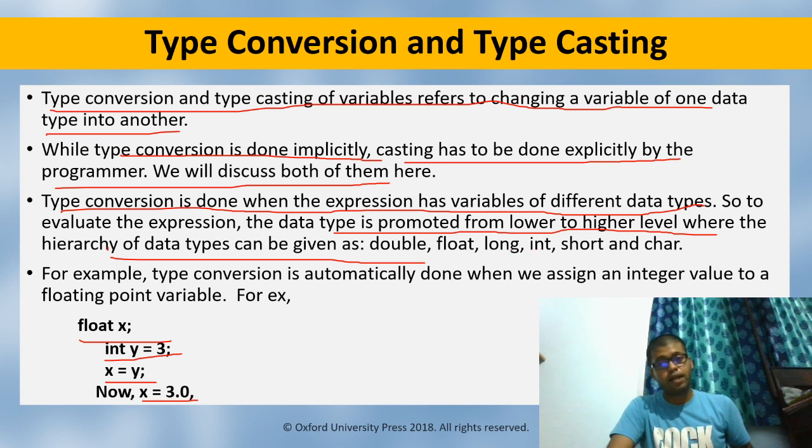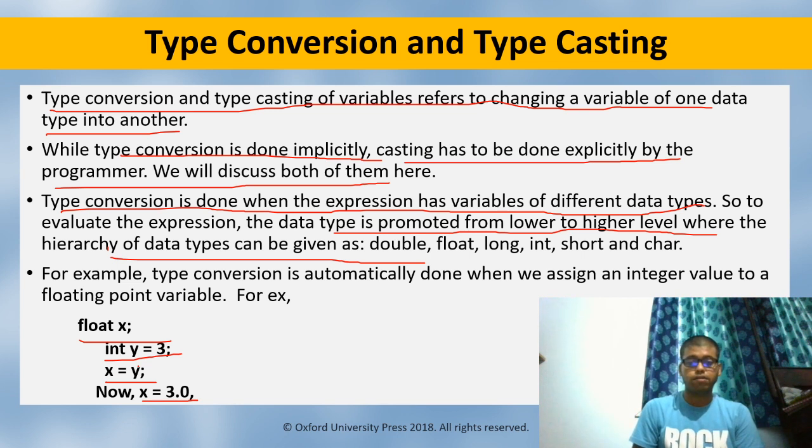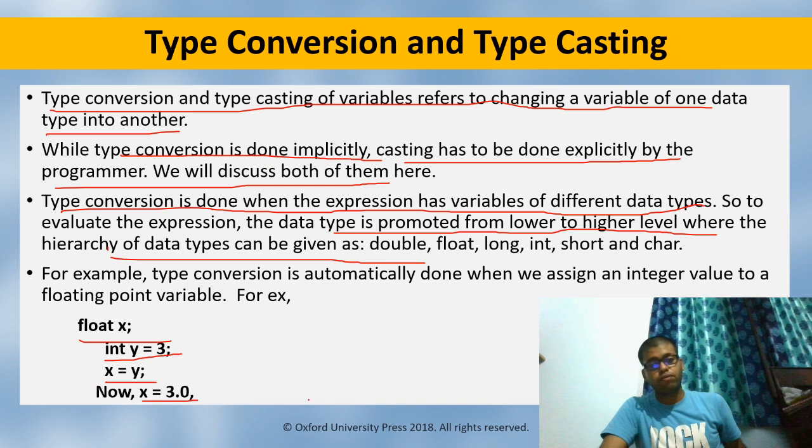Float is higher than int, so it will not go down to int. We have defined int y as 3, and x equals y. Generally x would have to be converted to integer type, but here it does not convert into integer type; it goes to the float type variable.